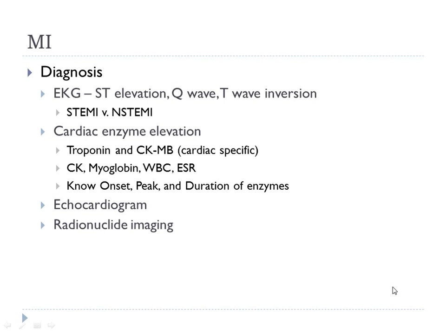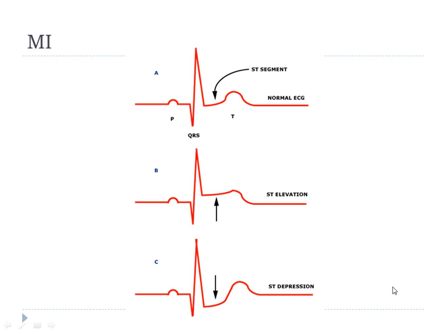We talked about ST segment elevation. So this is normal, right? See that ST segment is laying on the isoelectric line. This ST segment is above the isoelectric line. ST segment elevation. And then for the depression, this ST segment is below the isoelectric line. Can you see that?